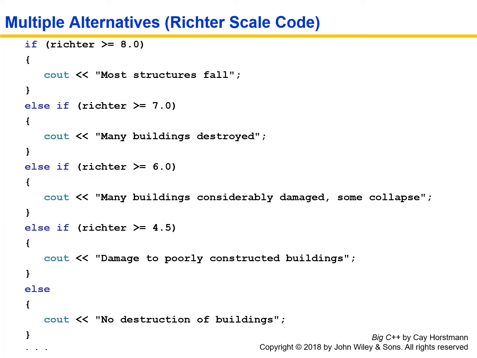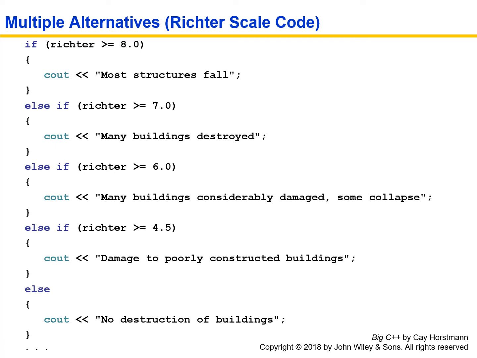We say if Richter greater than or equal to 8.0, we'll cout most structures fall. Else if Richter greater than or equal to 7.0, many buildings destroyed. Else if Richter greater than or equal to 6.0, many buildings considerably damaged. And it keeps falling through. Note that if the first if is true, Richter greater than 8.0, it won't execute any of the remainder of that code because they all start with else.